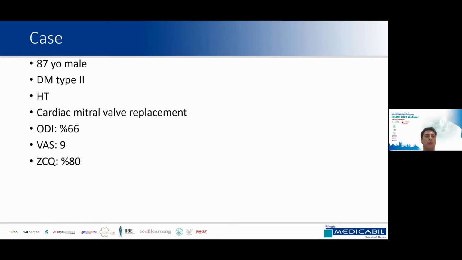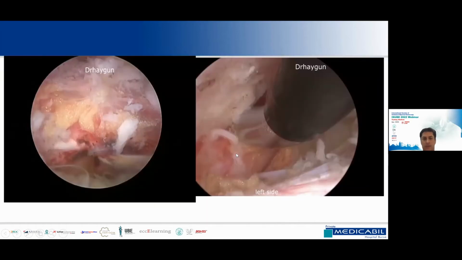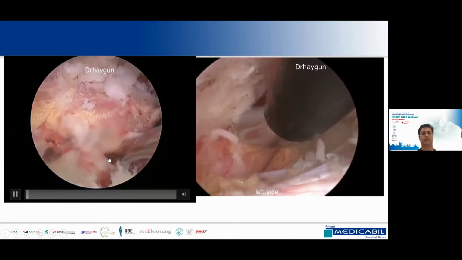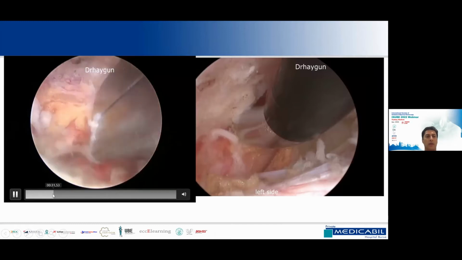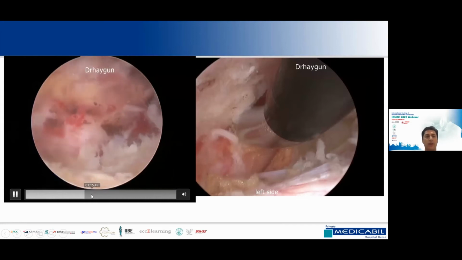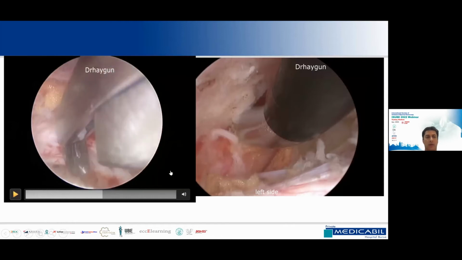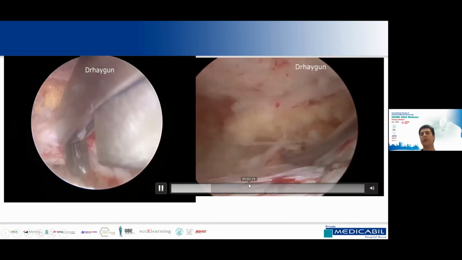I will show you the case now. This is the multi-level comorbid stenosis. You see, and this is the surgery. Now, for this level, we did decompression. Now, I will show you the first surgery was this. We did full decompression.